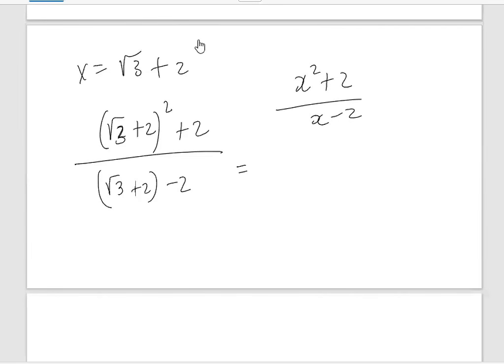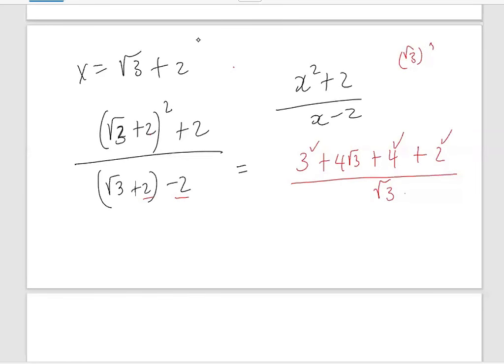So let's open the brackets and see. With the top part, we know that root 3 squared is 3, plus 2 times 2 times root 3, and that is going to give us 4 root 3. 2 squared is a 4. Now we are adding a 2 outside. Over the bottom, this 2 is going to cancel that 2, so you're only left with square root of 3. Simplify this: 3 plus 4 is 7, plus that 2 gives us a 9. 9 plus 4 root 3 over square root of 3.